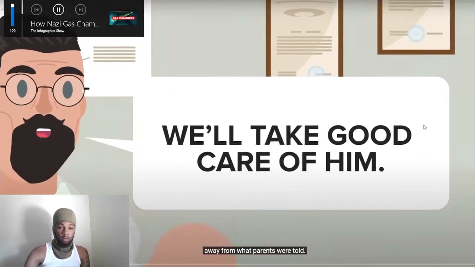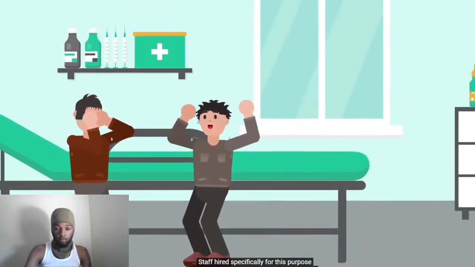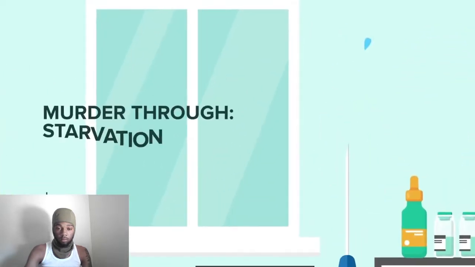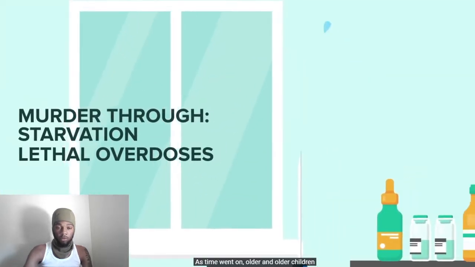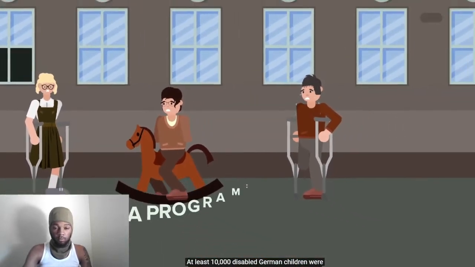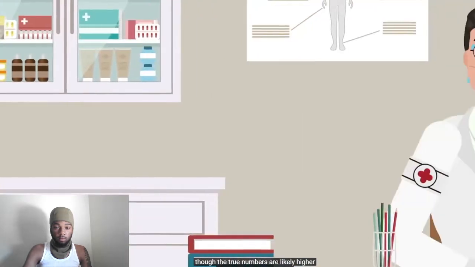was very different from what the parents were told. The special pediatric clinics were in fact killing centers. Staff hired specifically for this purpose would murder the children in their custody, either by starvation or lethal overdose. As time went on, older and older children were admitted to these centers. At least 10,000 disabled German children were murdered through the euthanasia program, though the true numbers are likely higher and may never be known.